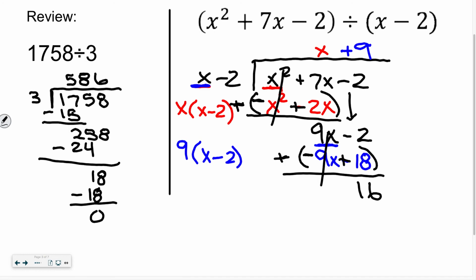Okay, I didn't realize it divided nicely. I should have tested that. But it comes out nice. So we're at the end right there. So we could say like R16, but we're above that. So this is going to be our answer. x plus 9 plus 16 over x minus 2.